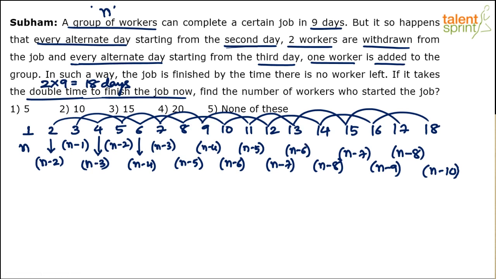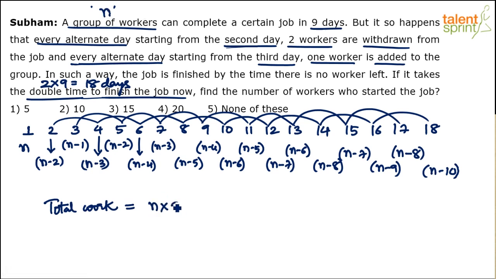Now, this looks to be lengthy, but in my view, it is the easiest way to solve, because you just have to find out the sum of all this. That gives you the total work. Understand, what is the total work? You know that work is measured as number of people into number of days. So n workers can finish a job in 9 days. This total work can be finished by n workers in 9 days. So what is the total work?